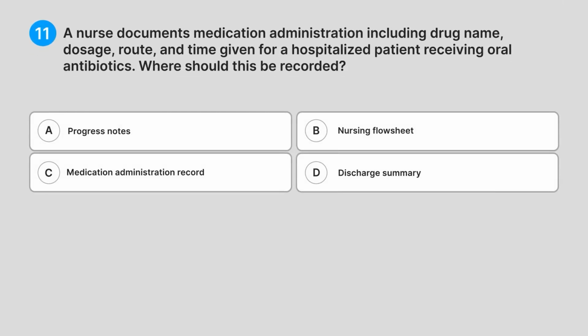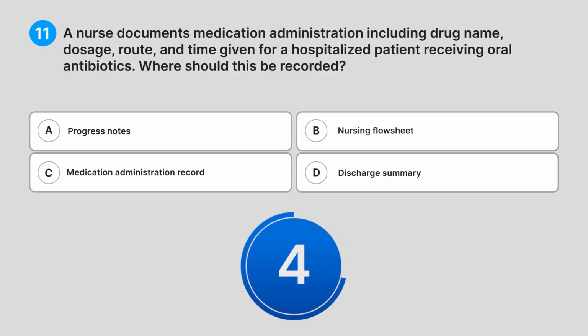11. A nurse documents medication administration, including drug name, dosage, route, and time given for a hospitalized patient receiving oral antibiotics. Where should this be recorded? A. Progress notes. B. Nursing flow sheet. C. Medication administration record. D. Discharge summary. Can you guess the answer?